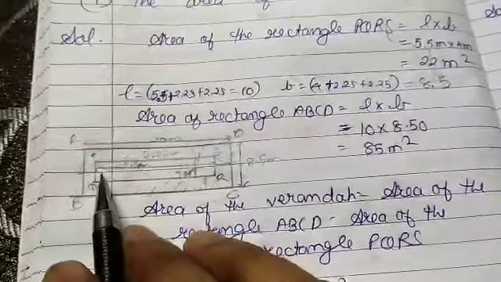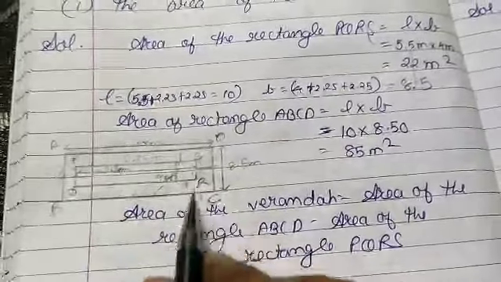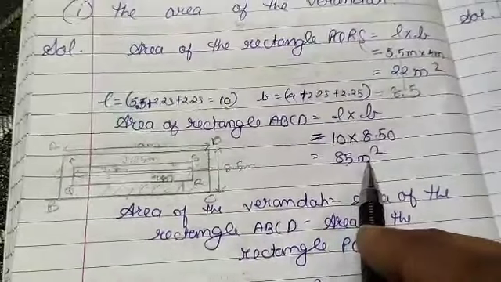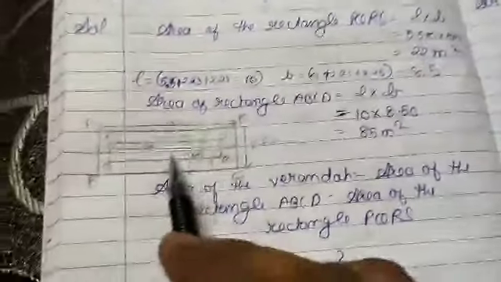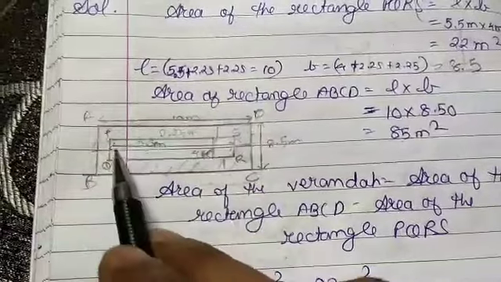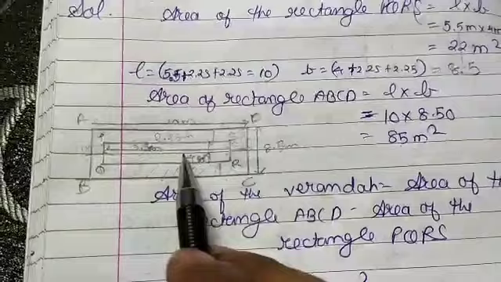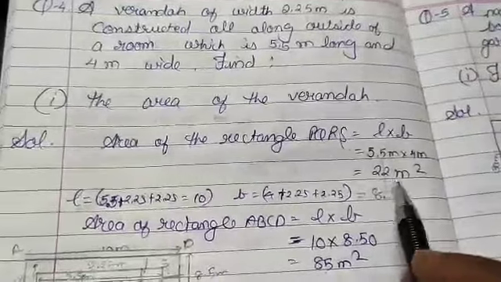Now dear student, as we need to find the area of this veranda, I had found the total area, that is ABCD, that is 85 meter square. Now I need to find the area of this room, that is PQRS. Its length is 5.5 and its breadth is 4. The area of rectangle PQRS is L into B, that is 5.5 into 4, that is 22 meter square.